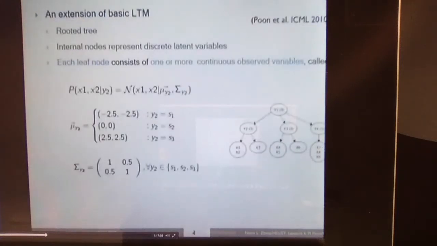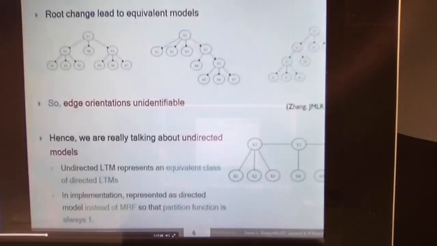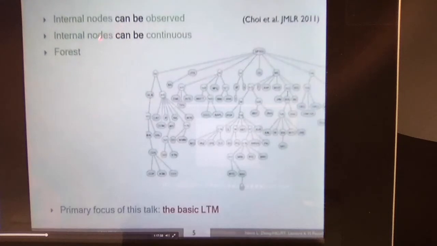There are actually variations of the basic latent tree model. For example, in this variation, the leaf nodes represent one or more continuous variables. In other variations, you can have internal nodes that are observed. Also, you can have continuous internal nodes, and the whole structure can be connected in a way that is not a tree. But in this talk, I'm going to focus on the basic latent tree model.